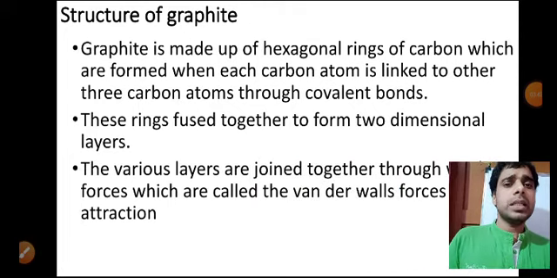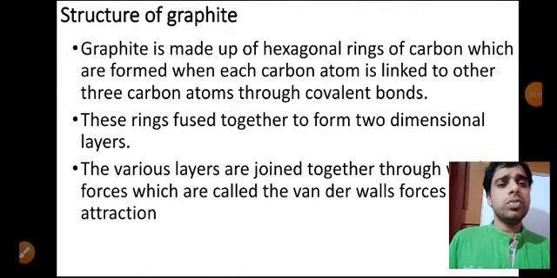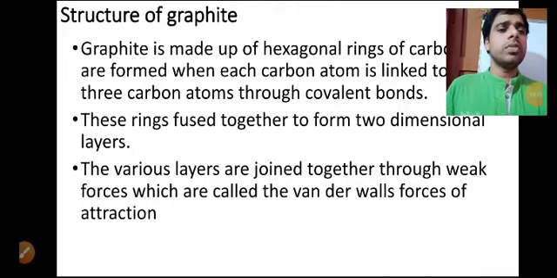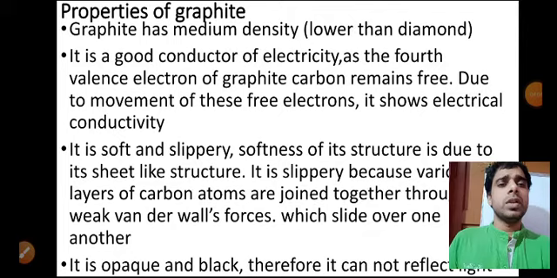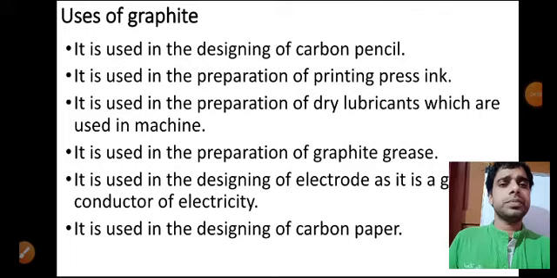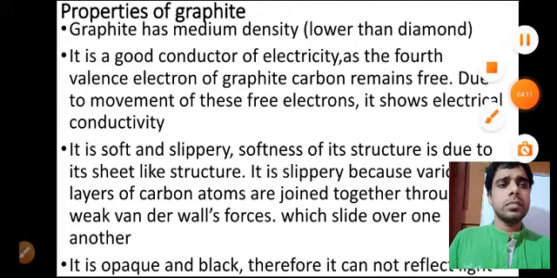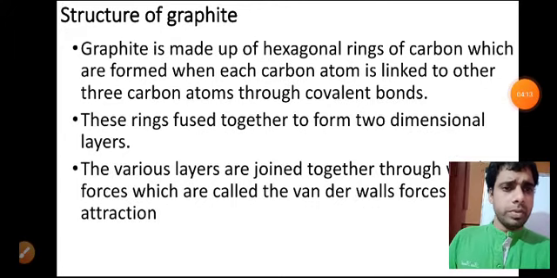It is written that these rings fuse together to form a two-dimensional layer, not a three-dimensional one, and the various layers are joined together through weak forces, which are called van der Waals forces of attraction. So you can see here. Everything you have understood about the structure.